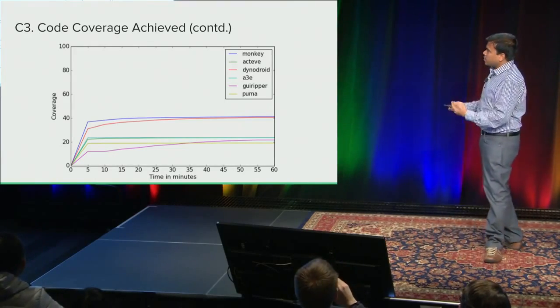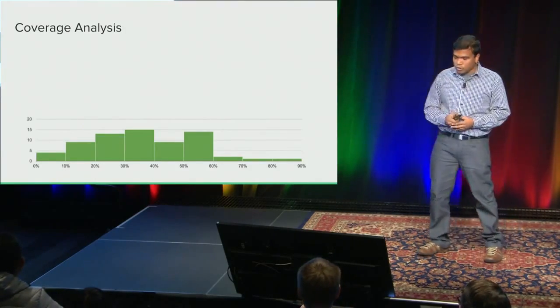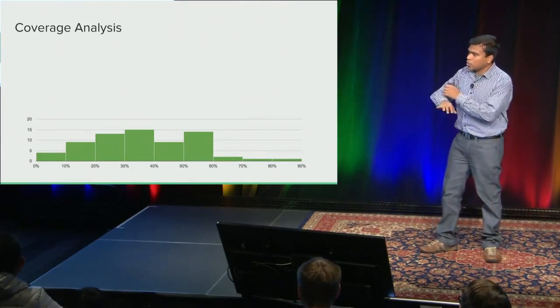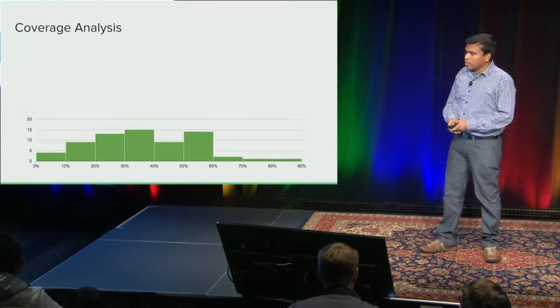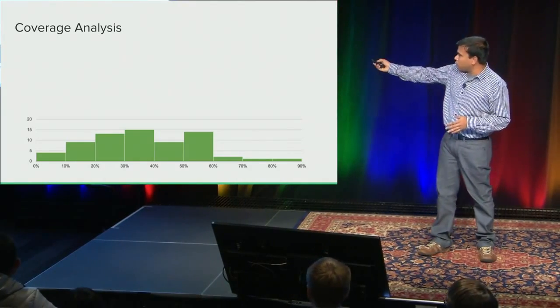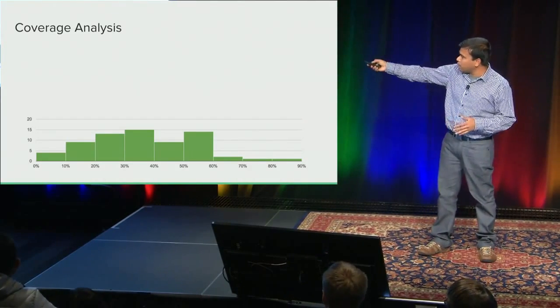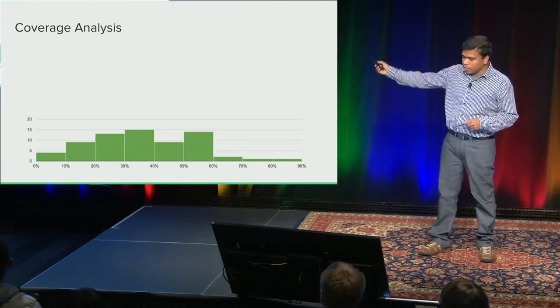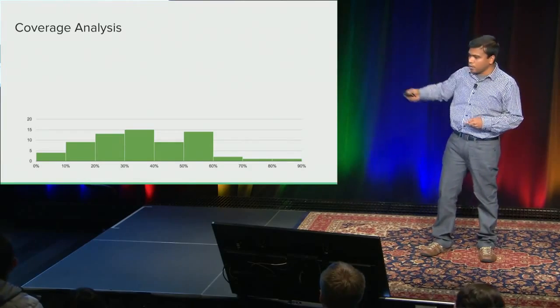Now let me show you the next result. This shows the mean of coverage across all the different tools. As you can see, for some apps, all tools could get 80% or 90% coverage, whereas for some apps, they got really less coverage, but most of the apps were in the middle, right?